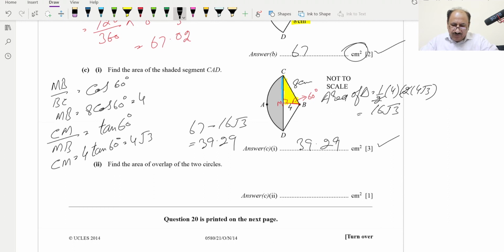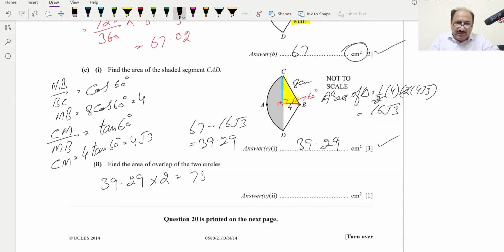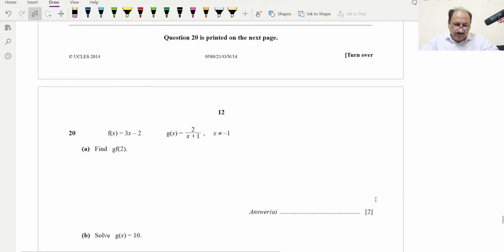Now find the area of the overlap of the two circles. So overlapping portion will be what? Overlapping portion will be double of 39.29, which is the shaded area. So 39.29 multiplied by 2 is equal to 78.57, and we can write this as 78.6 in 3 significant figures. This is a 1 mark question, which is done.